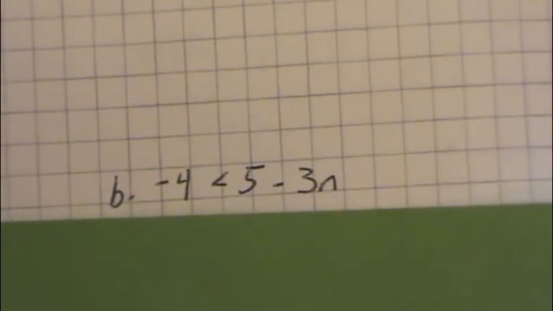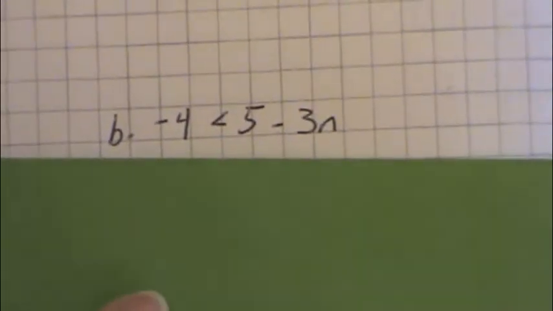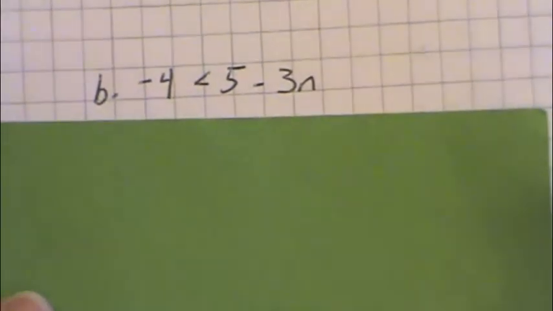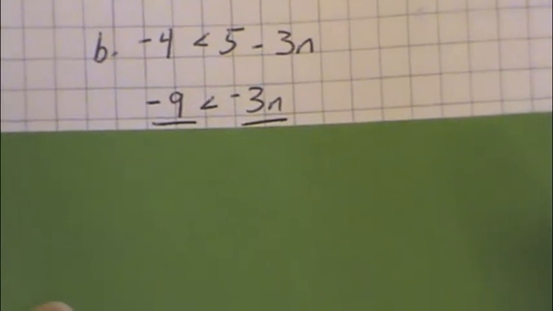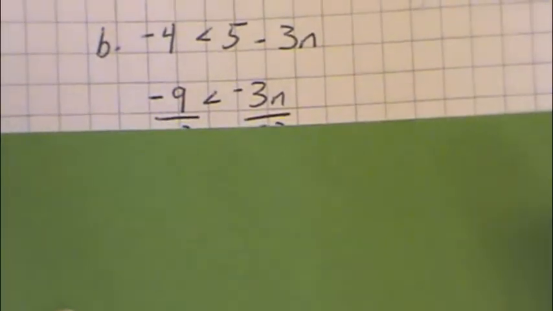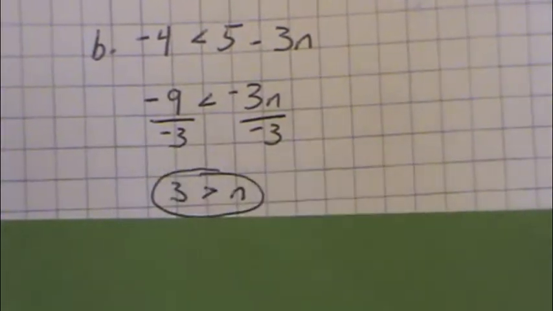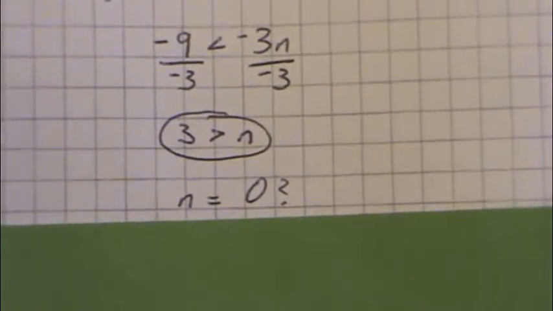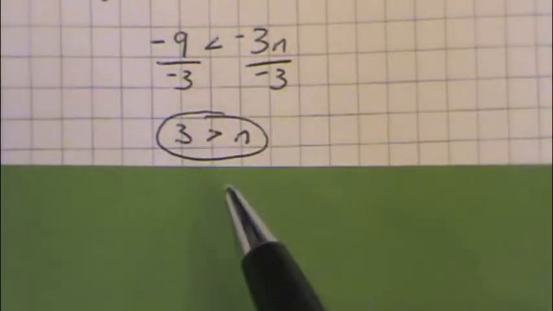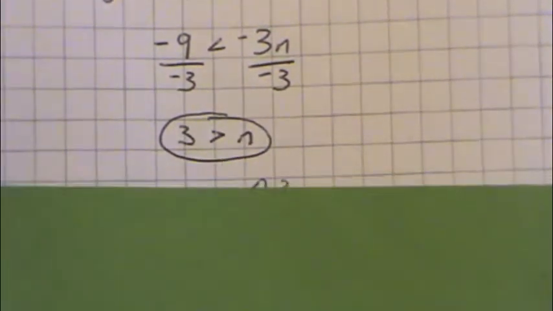Negative 4 is less than 5 minus 3n. First step, let's get the 5 over to the same side as the 4, which gives us negative 9 is less than negative 3n. We have to divide by a negative again, so don't forget to flip the sign. 3 is greater than n. Check our answers. The other way you might have written this is n is less than 3.